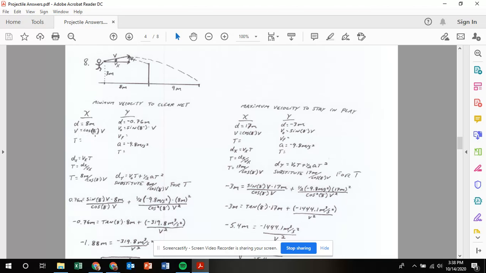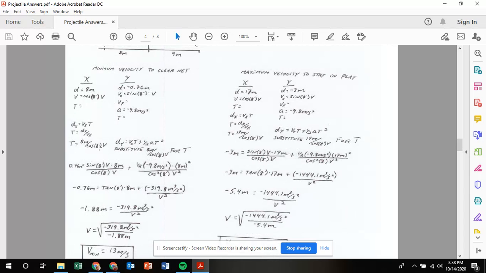So in the x direction, cosine of 8 degrees times the velocity that we're trying to solve for, the velocity we're going to hit the ball with, is our initial velocity in the x. And our initial velocity in the y is the opposite side, so the sine of 8 degrees times v. And the acceleration is negative 9.8 meters per second squared.